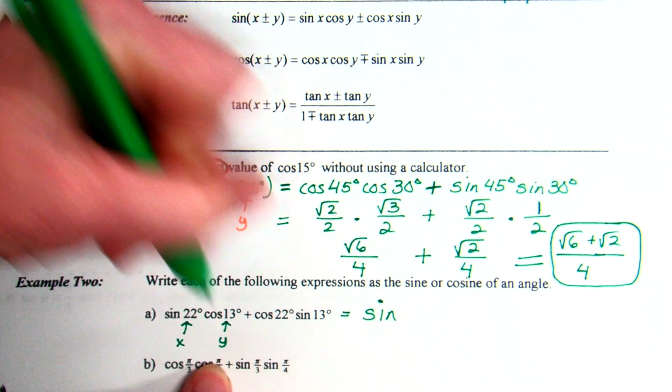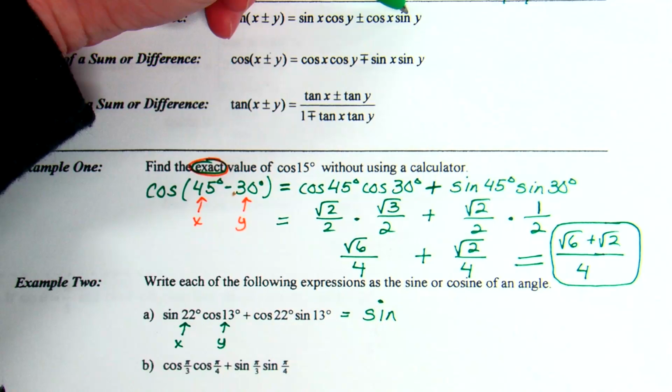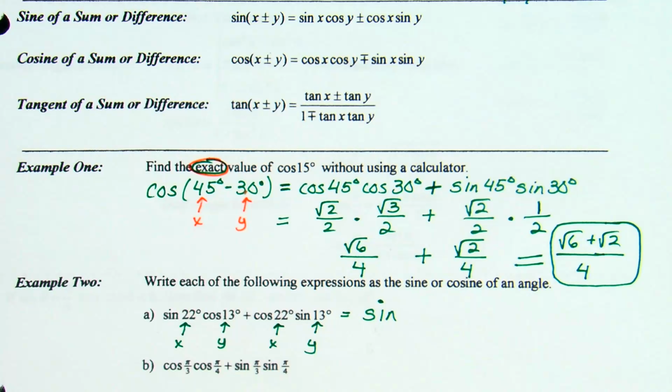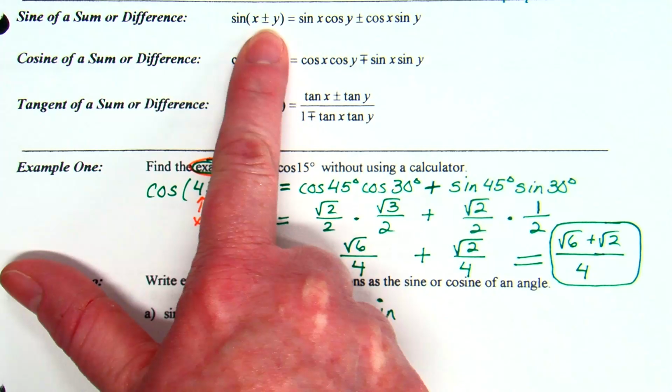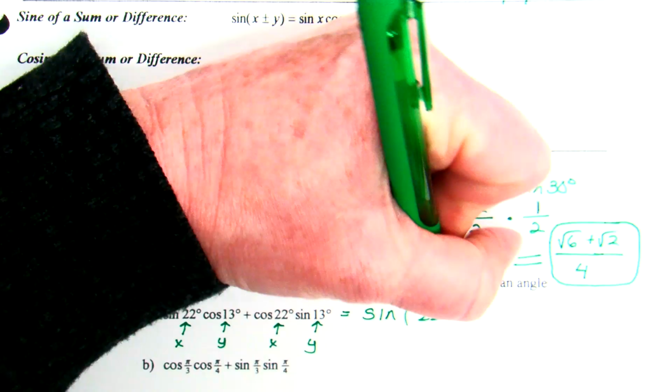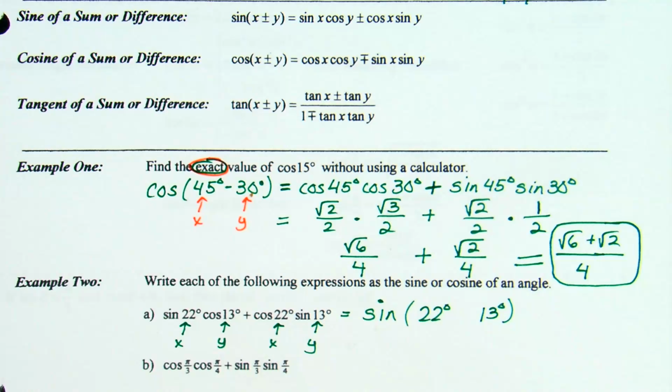Now, as we start going through and identifying, what do you notice? It's supposed to be sine x cosine y. So that means 22 is the x value. 13 is the y value. And then it's supposed to be cosine x sine y. Notice, 22 is still x. 13 is still y. So this is going to be the sine. It's x plus or minus y. So what are my x and y?